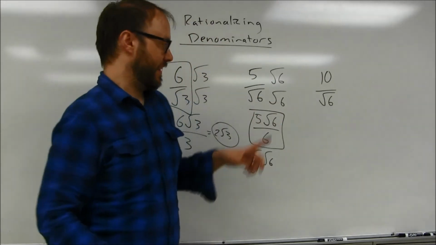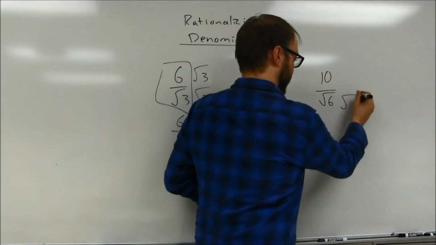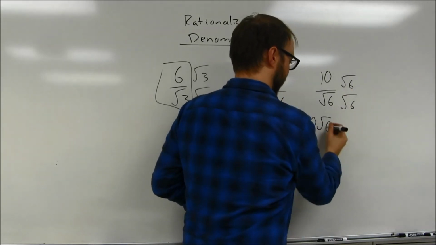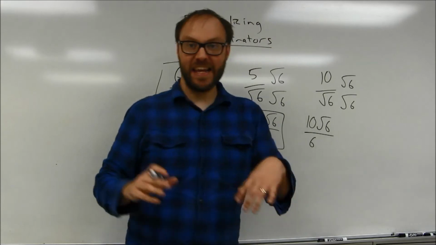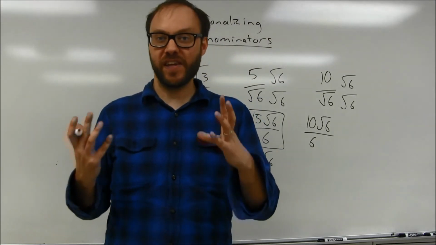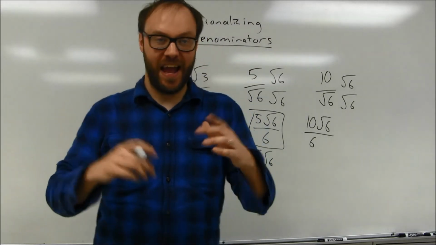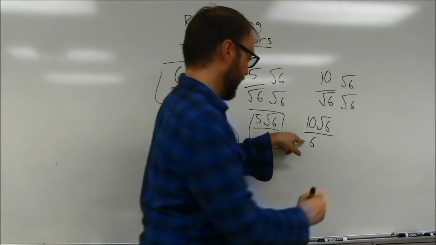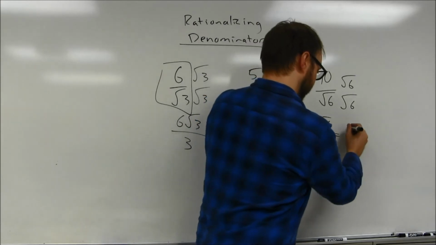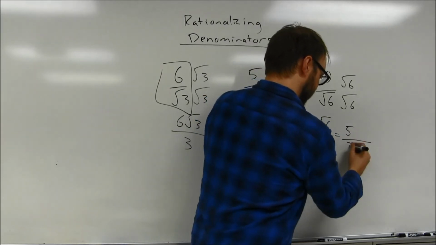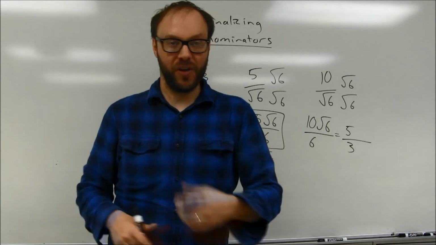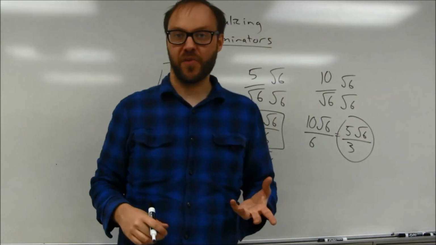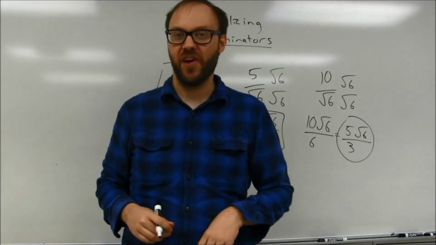Now, the last example, if I multiply the bottom by the square root of 6 and the top by the square root of 6, you're going to get 10 radical 6 over 6. It is a fraction. Do check if there's a greatest common factor that you can divide out. So notice here, 10 and 6 are both divisible by 2. 2 goes into 10 5 times, 2 goes into 6 3 times. You don't divide a whole number into a radical. It's just going to stay 5 radical 6 over 3, or you could write it as 5/3 radical 6.